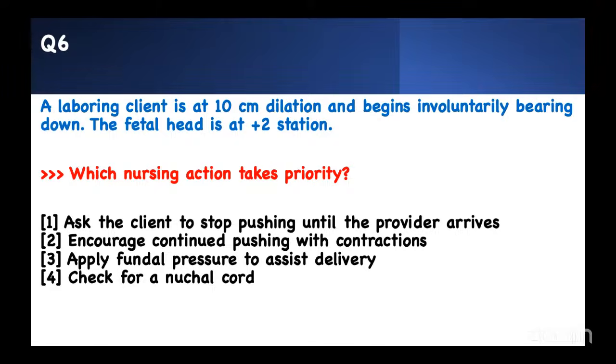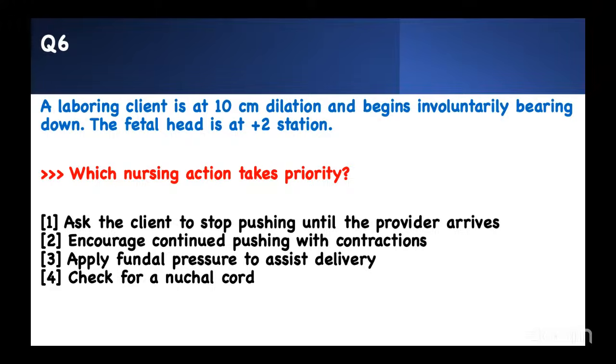I can't do anything until I figure out what information the question is asking. A laboring client is 10 centimeters dilated. That should give you a clue. Either I'm finishing stage 1 and I'm going to stage 2, and beginning involuntary bearing down. So she's trying to push.